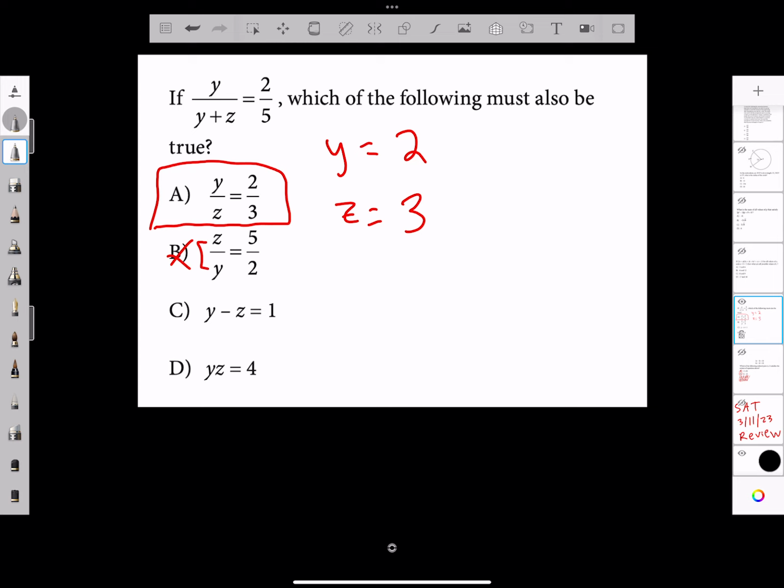And once you eliminate an answer, you never need to come back to it if you need to do extra work. So if it's eliminated, just avoid it moving forward. Y minus z is 2 minus 3, which is -1, so that's no good. And then y times z is 6, so not 4. So we have our answer. Keep in mind, if you got another answer that worked, what you can do is you can go back and make up new numbers for y and z if 2 and 3 gave you 2 answers that worked.